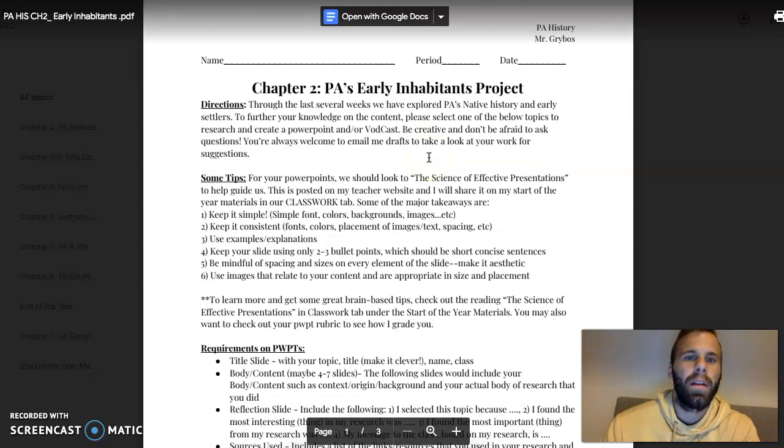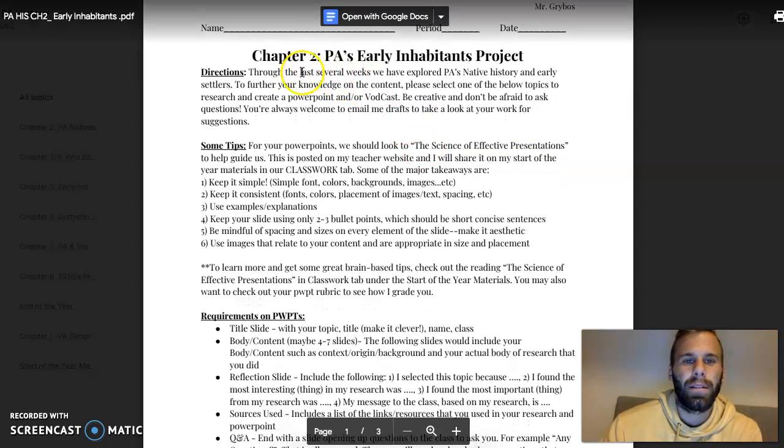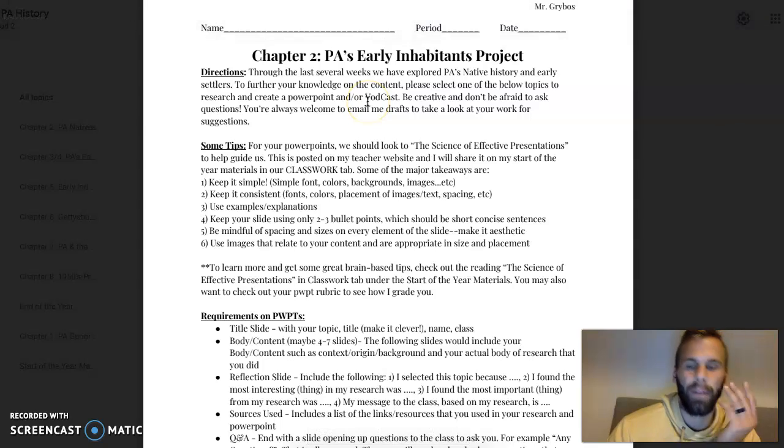All right. So chapter 2, early inhabitants. All right, so through the last several weeks, we've explored PA's native history and early settlers. To further your knowledge on the content, please select one of the below topics to research and create a PowerPoint and or vidcast, or vodcast, sorry.